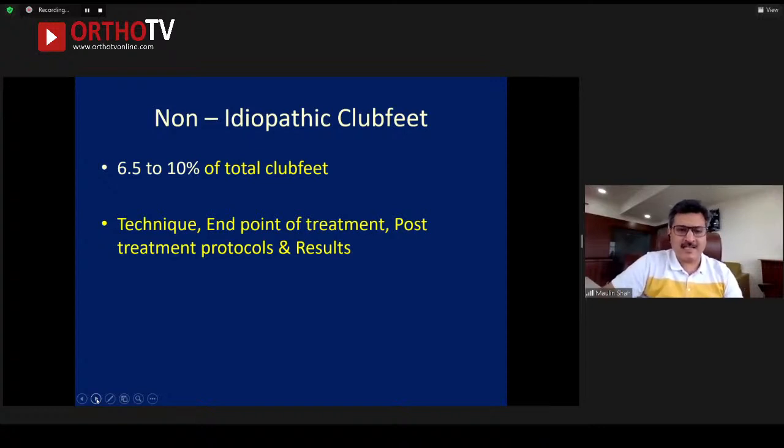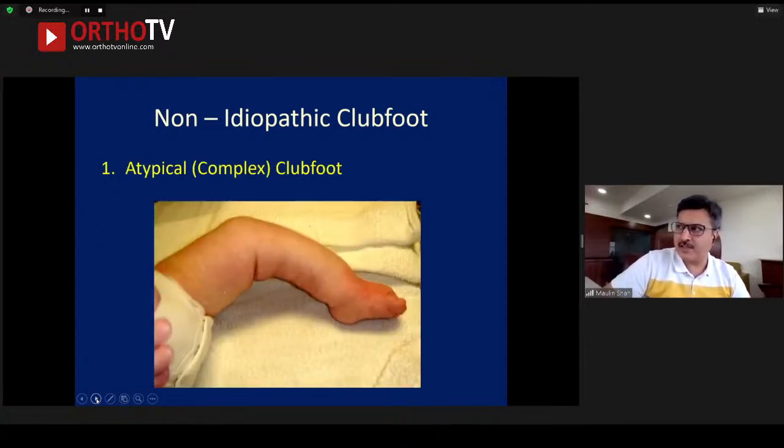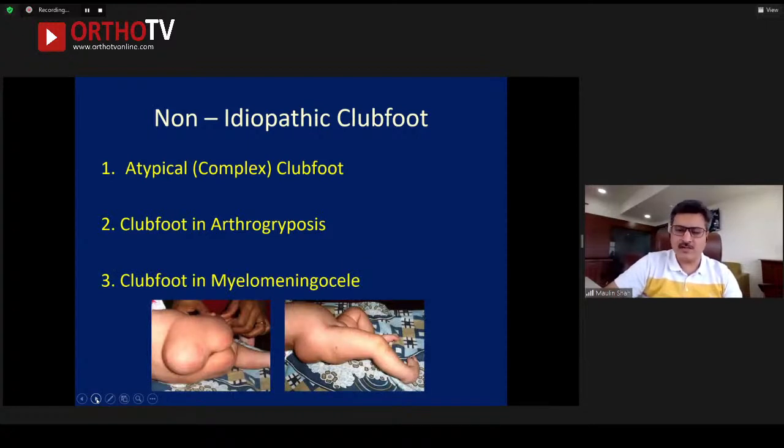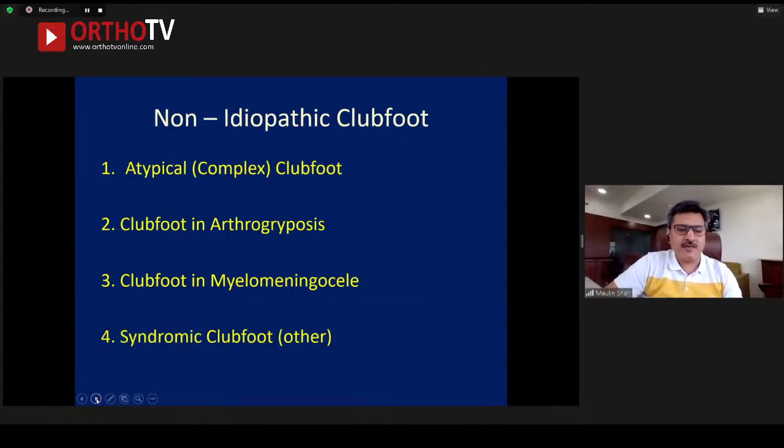The typical casting technique, end point of treatment, post-treatment protocols and results are different for idiopathic and non-idiopathic Clubfeet, which one should take in consideration. So there are 4 types of Clubfeet which should be included in non-idiopathic ones. The first and foremost is the atypical or complex Clubfeet, which I will tell you in a moment how it is different from the idiopathic one. We also see a good share of post-arthropedic multiplex congenital Clubfeet. And then comes the Clubfeet which are associated with spina bifida or myelomeningocele. And finally, there is a battery of syndromes which have Clubfoot as an association. So we'll discuss them one by one.